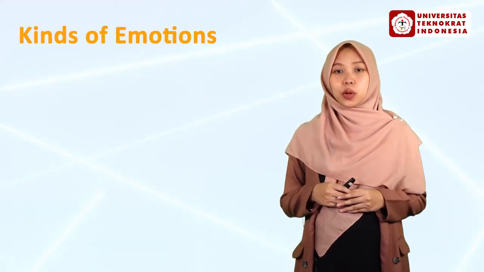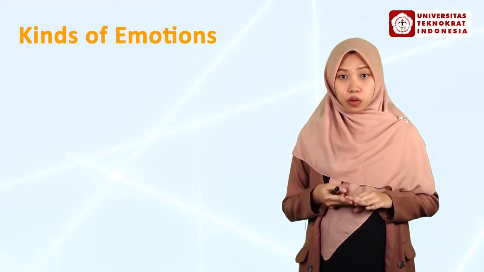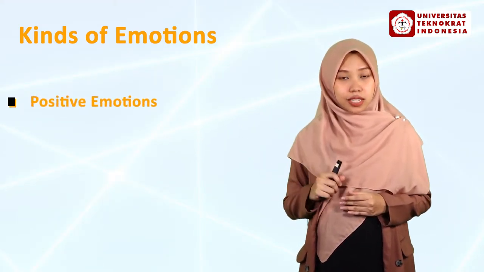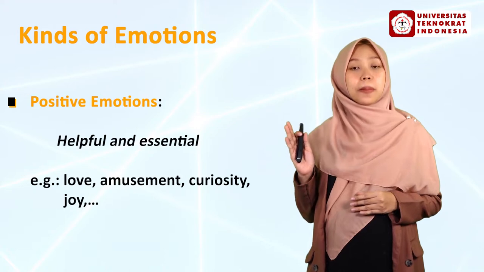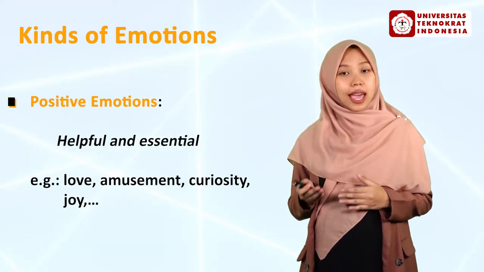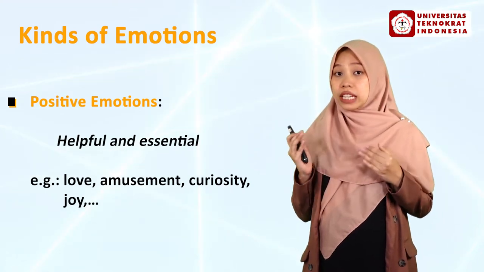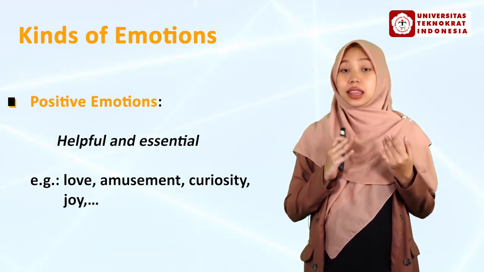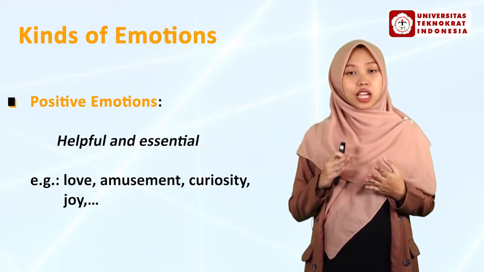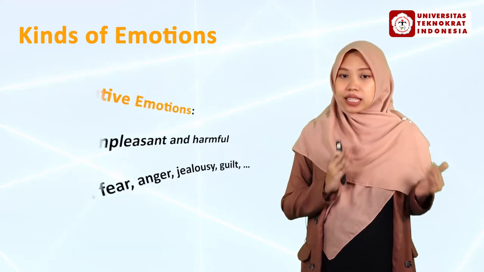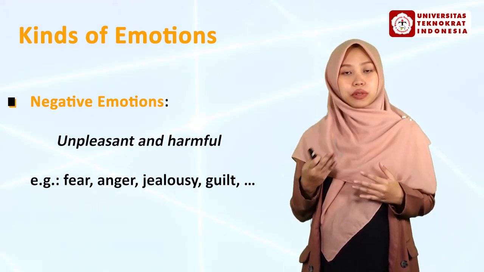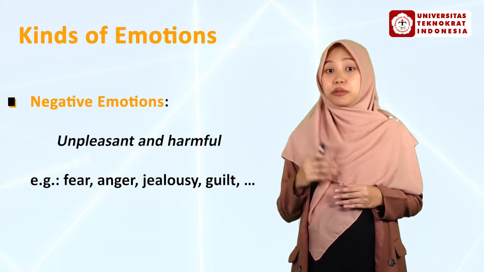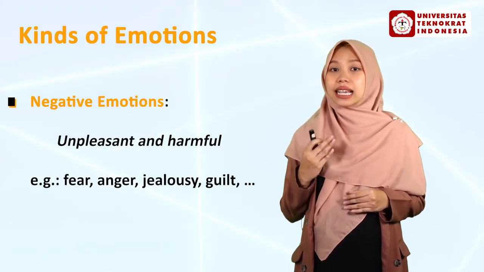Next, we are going to talk about the kinds of emotions. Generally, there are two kinds of emotions. The first is positive emotions, and the second is negative emotions. Positive emotions are pleasant emotions which are helpful and essential to the normal development of an individual, for example love, amusement, curiosity, joy, etc. While negative emotions are unpleasant emotions which are harmful to the individual's development, for example fear, anger, jealousy, guilt, etc.